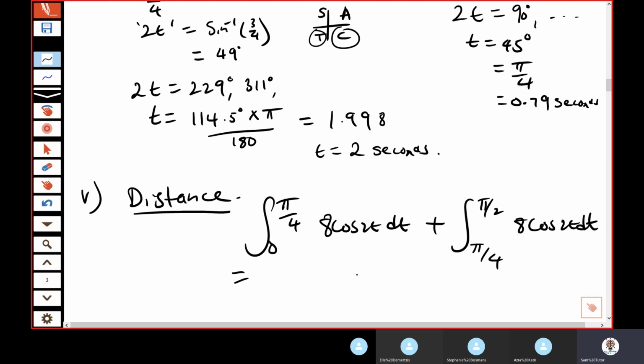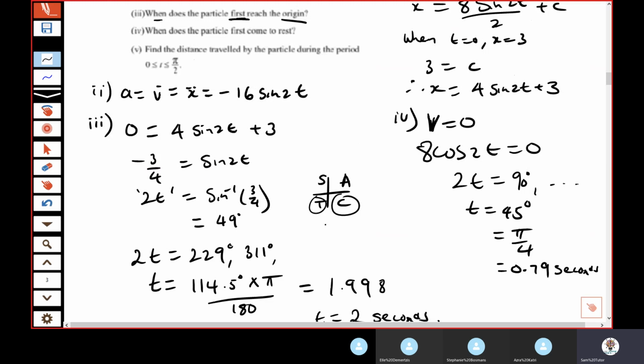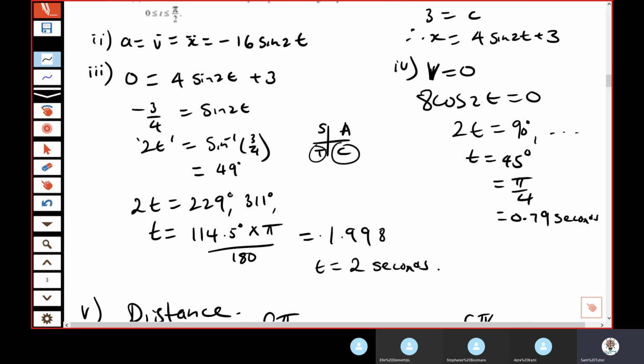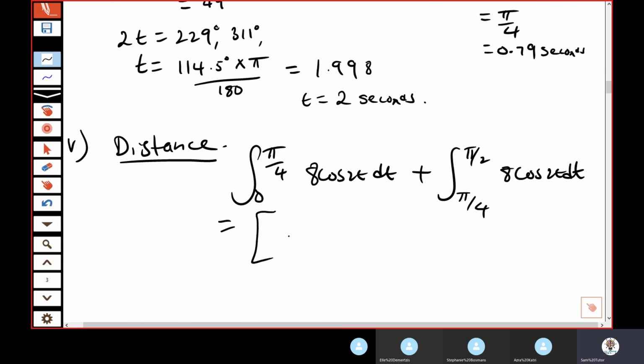8 cos 2t dt, 8 cos 2t dt. And then integrate 8 cos 2t. I think we did it up here, didn't we? Negative 16, is that the one? No, that's differentiate. Here it is, 4 sine 2t. Happy days. But 4 sine 2t, let me just make it clear one more time. Absolute values. Where's my absolute values?